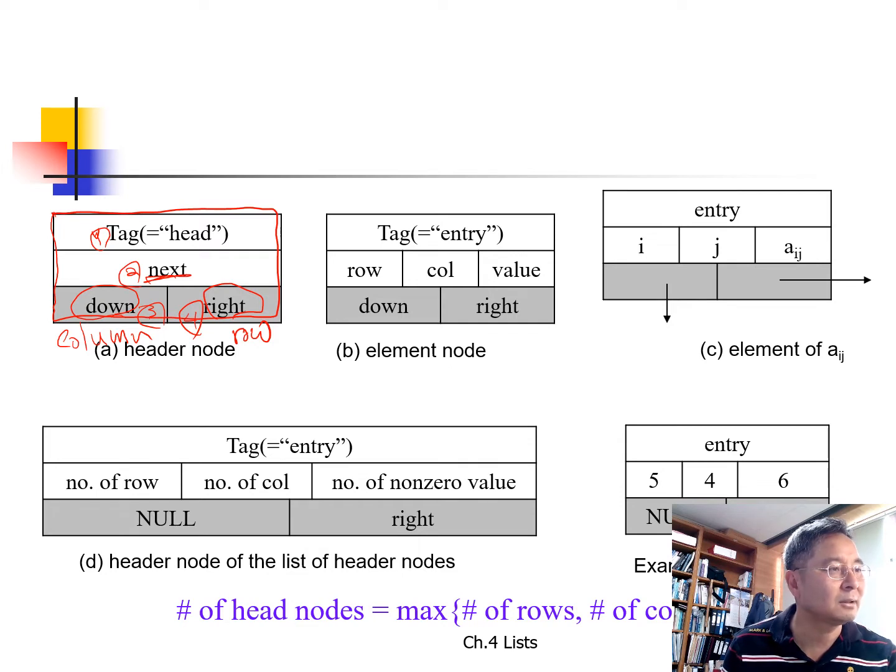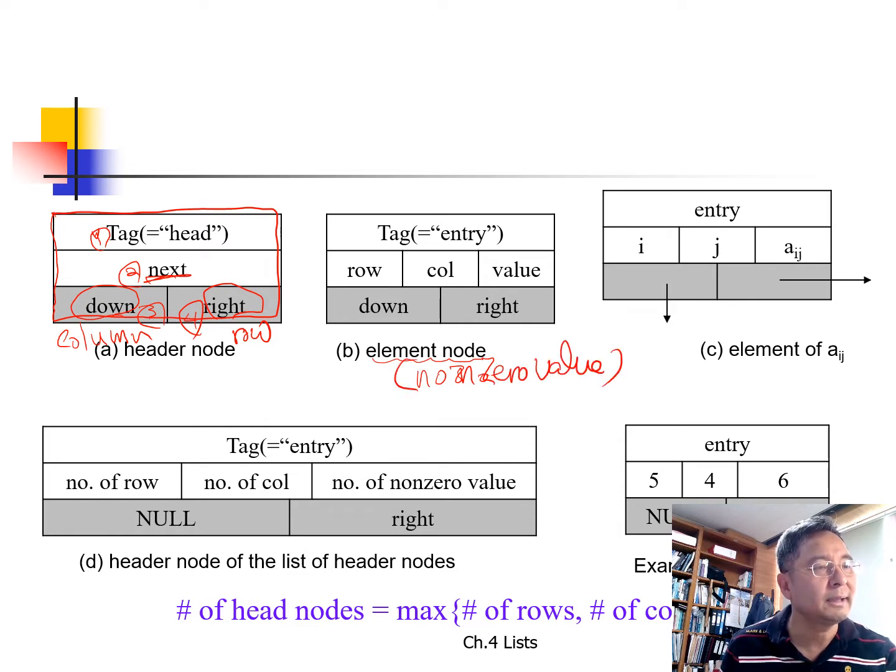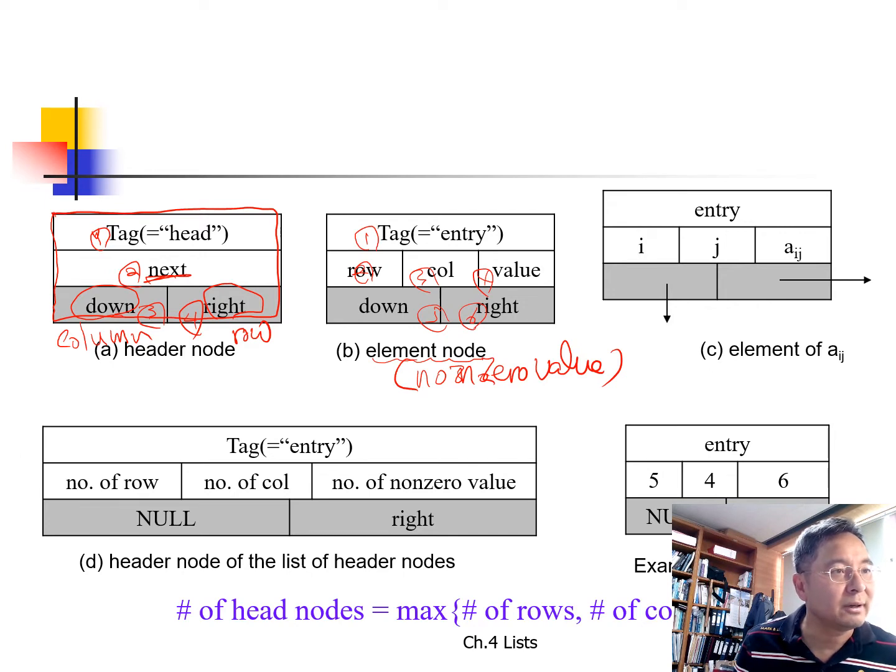Okay, that's about the header node. And what is the element node? Element node means a non-zero value node. The non-zero value node has six fields, 1, 2, 3, 4, 5, 6. Six fields are used for the element node.